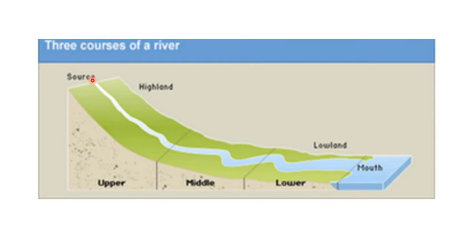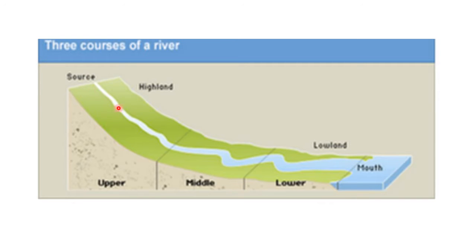And then finally when it is about to reach the sea and empty out the water into the sea, it is called the lower course of the river. And here the river moves very slowly, and it is called the old age of the river, where because it is full of sediments, it moves very slowly and empties out into the sea.